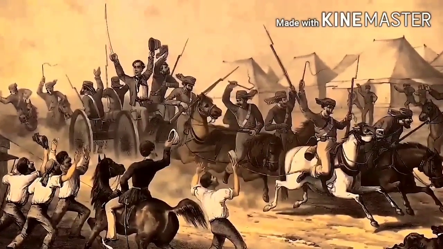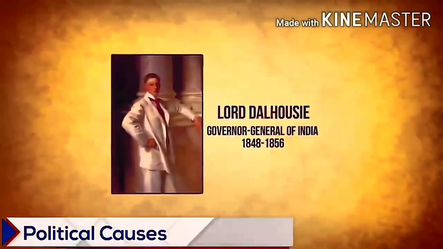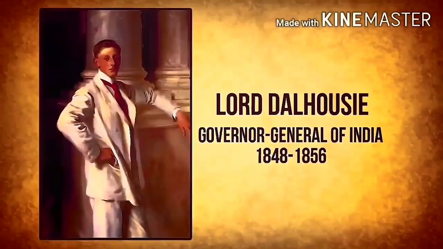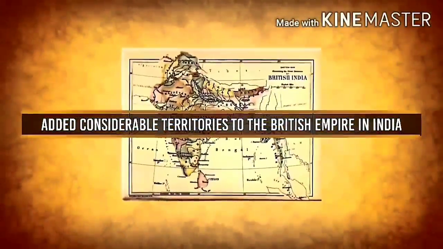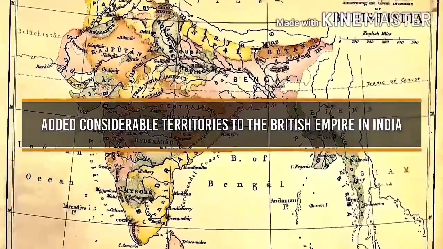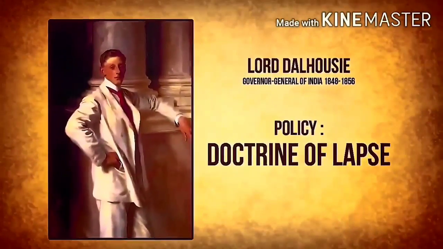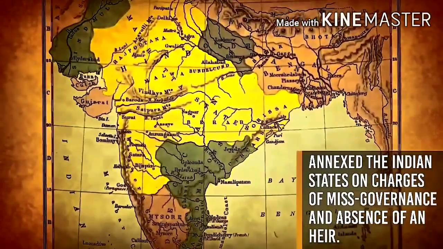Now, let's talk about causes of the revolt. Political causes. Lord Dalhousie was the Governor General of India from 1848 to 1856. Under him, the British followed an expansion policy in India. Lord Dalhousie, through his policy, had added considerable territories to the British Empire in India. The policy of annexation reached its climax when he implemented the doctrine of lapse and annexed Indian states on charges of misgovernance and absence of a son.